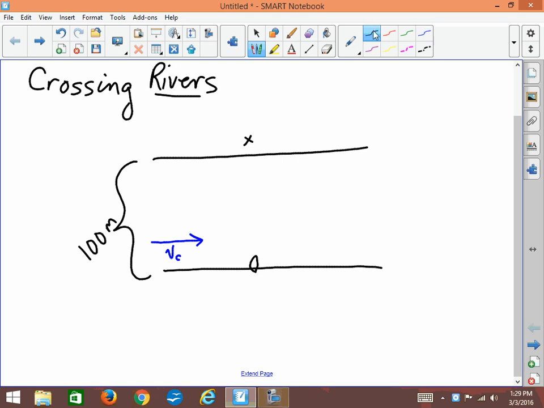And you are going to paddle in such a way that you aim directly for the spot that you're going to. So this vector will represent VP, your paddling speed. Okay? And I'm going to tell you that your paddling speed is going to be, let's say, 4 meters per second. But your speed of the current, we're going to say, is 2 meters per second. Okay? So now we just want to explore what will happen.